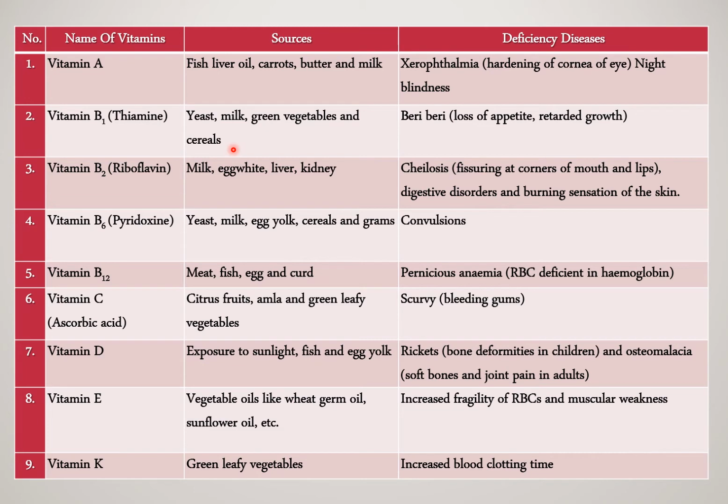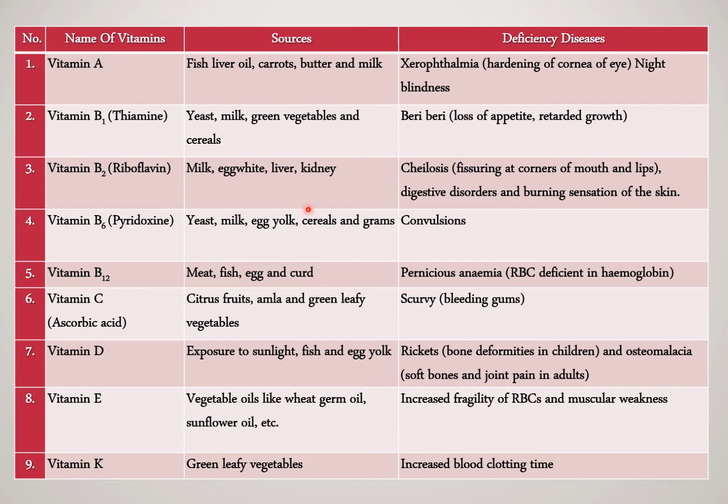Proceeding towards vitamin B2, the deficiency of vitamin B2 causes fissures at the corners of the mouth and the lips, digestive disorders, burning sensation of the skin. Always the skin seems to burn, giving us a burning sensation. And this all can be solved by taking vitamin B2 available from milk, egg white, the liver and the kidney of animals. The next one is vitamin B6.